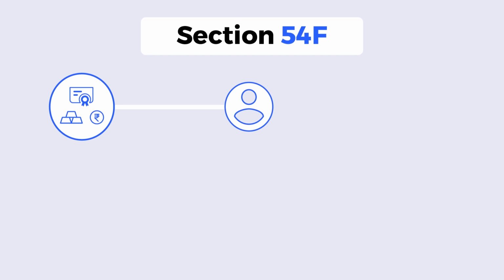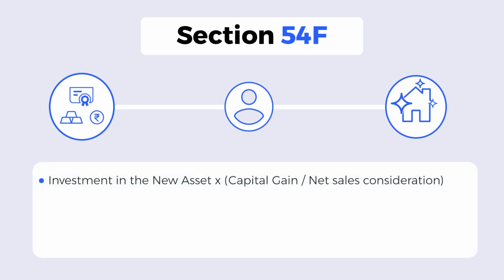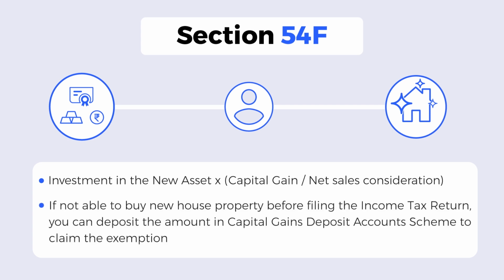If you have long-term capital gains from sale of capital assets other than house property, such as equity shares and mutual funds, vehicles, jewelry, etc., you can claim deduction under Section 54F, provided you buy or construct a new house property within 3 years of sale and not own more than one house property on the date of sale. To arrive at the exemption amount, you can use the following formula. The exemption is allowed under certain circumstances.